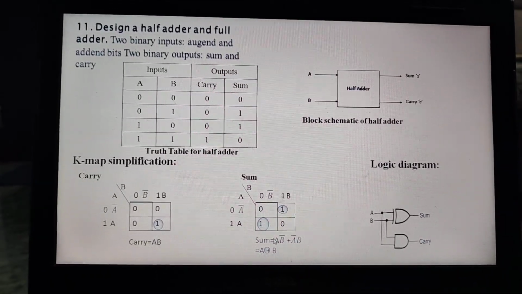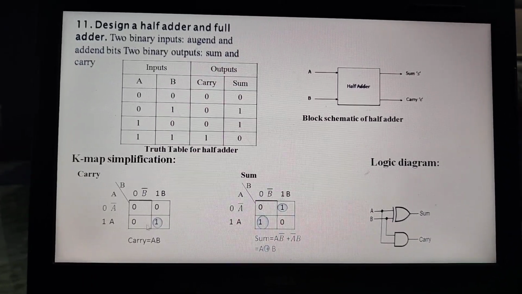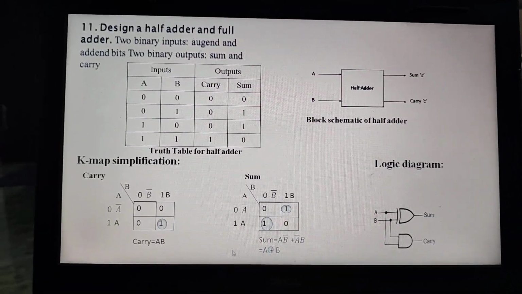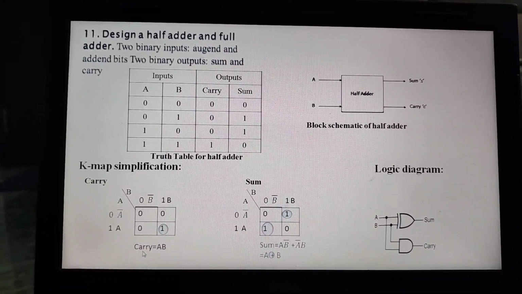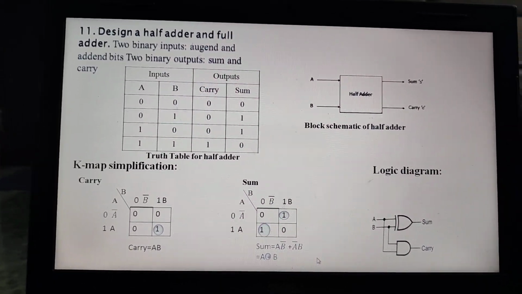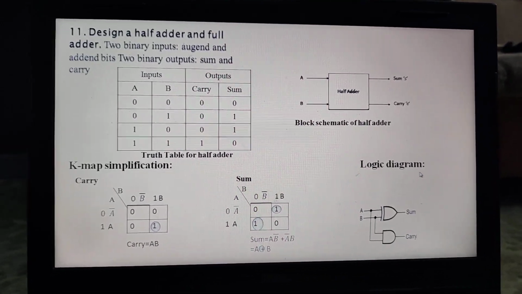Now next what we have to do is, we have found a truth table and we have found a K-map, and the simplifications have been found for both sum and carry. Now for this received output, we have to draw a logic diagram. Now we are moving on with the logic diagram.